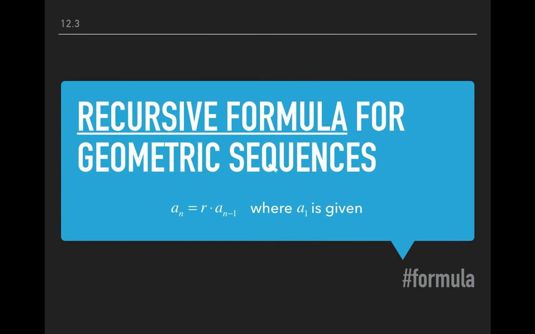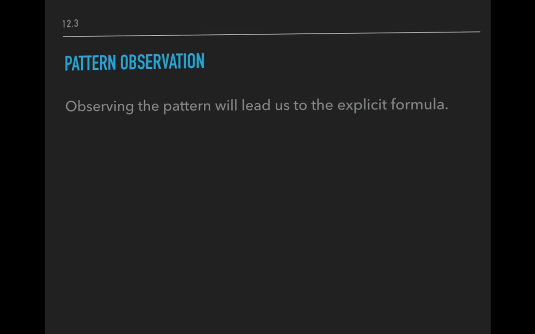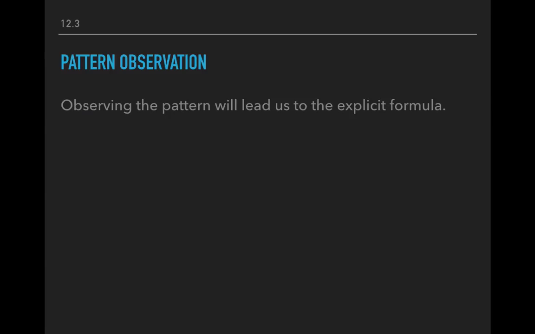The recursive formula for a geometric sequence is just going to be the ratio times the previous term, and you have to know your first term. Very similar to what we've seen before with recursive formulas. So I want to work through this so that you can actually discover the explicit formula. And we're going to look at the pattern here. Let me show you what I mean.